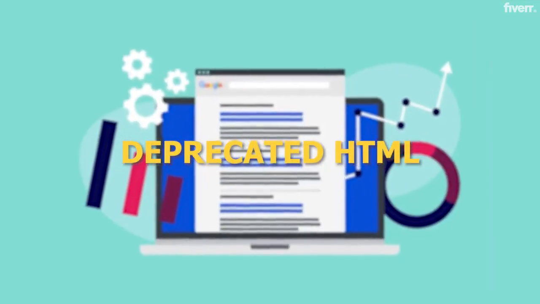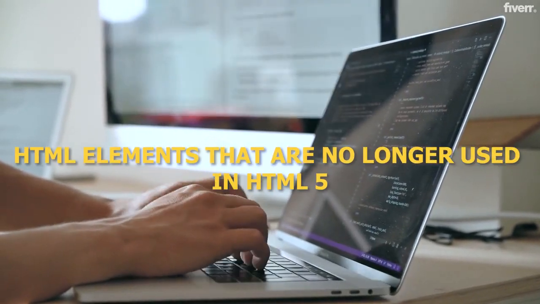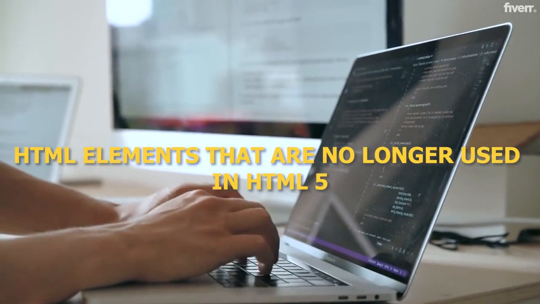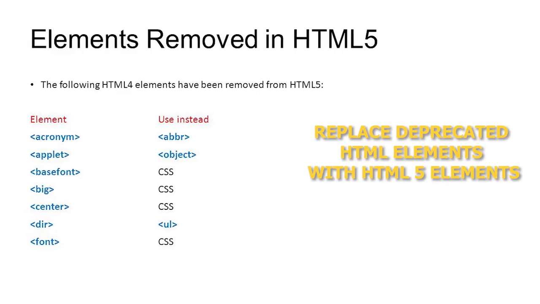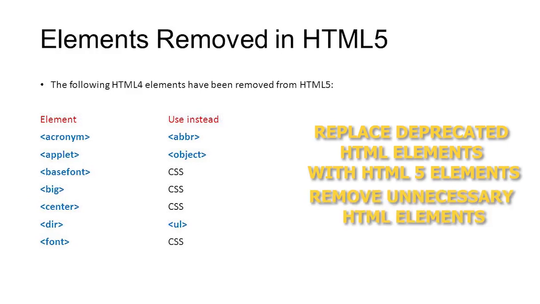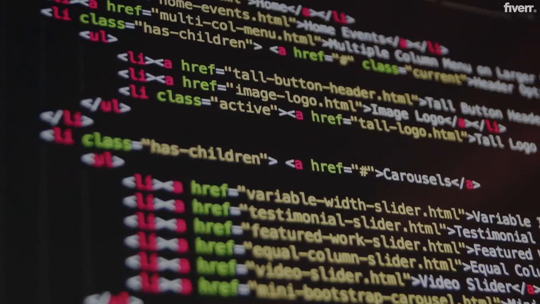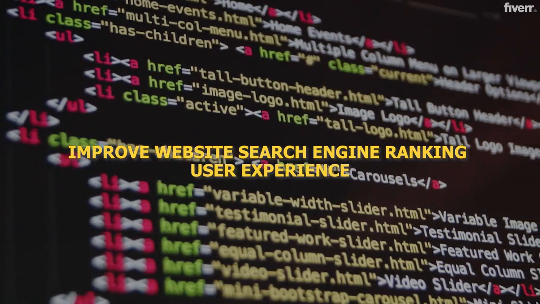Deprecated HTML. Deprecated HTML refers to HTML elements that are no longer used in HTML5. To optimize deprecated HTML, replace deprecated HTML elements with HTML5 elements and remove unnecessary HTML elements. Using up-to-date HTML elements can help improve your website's search engine ranking and user experience.